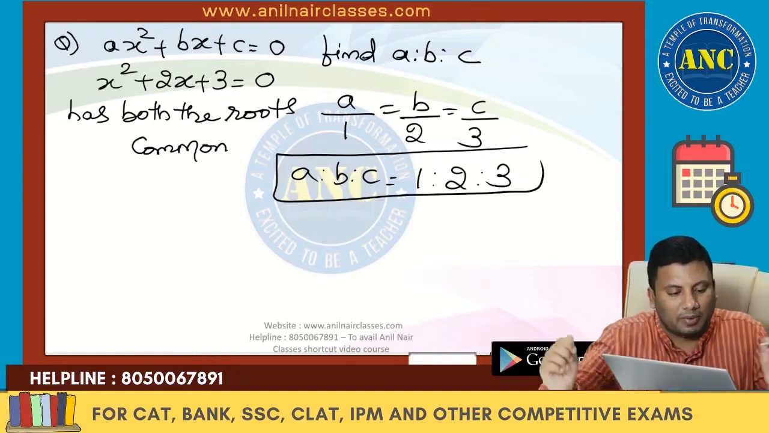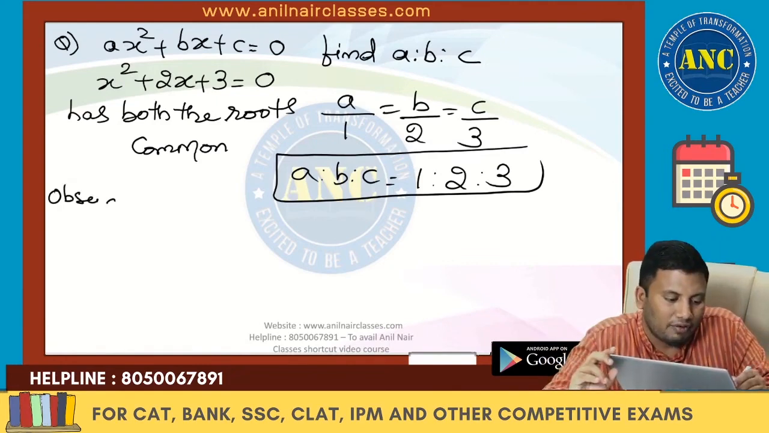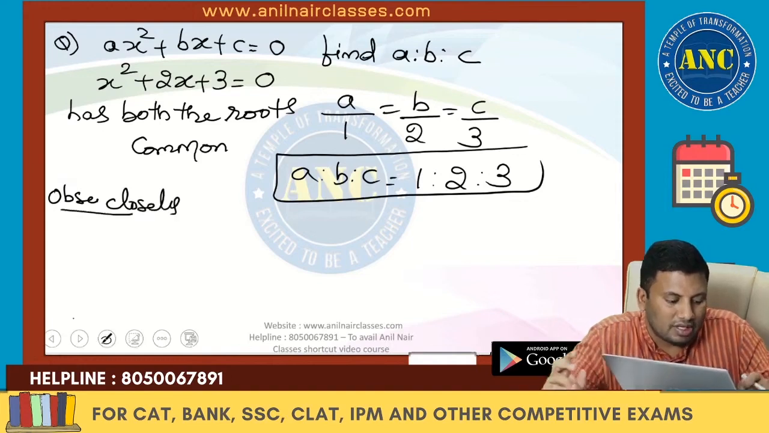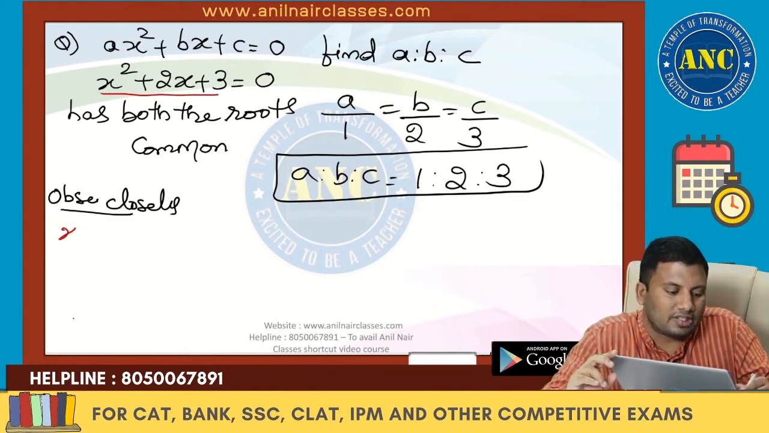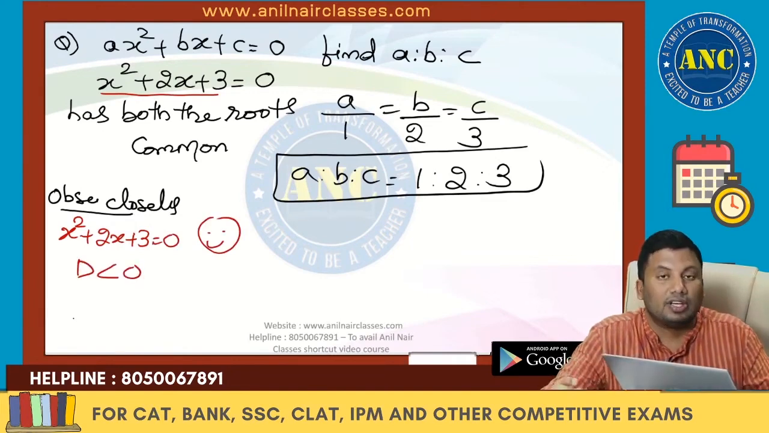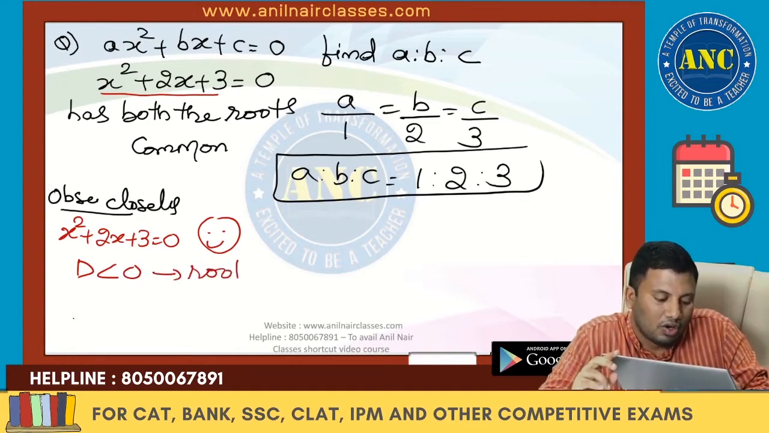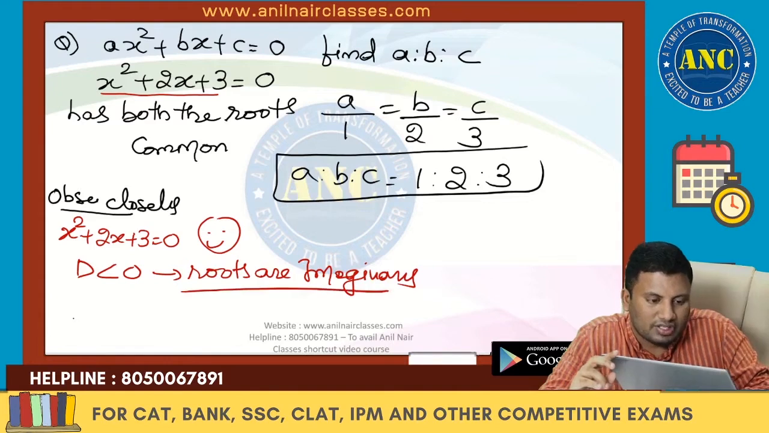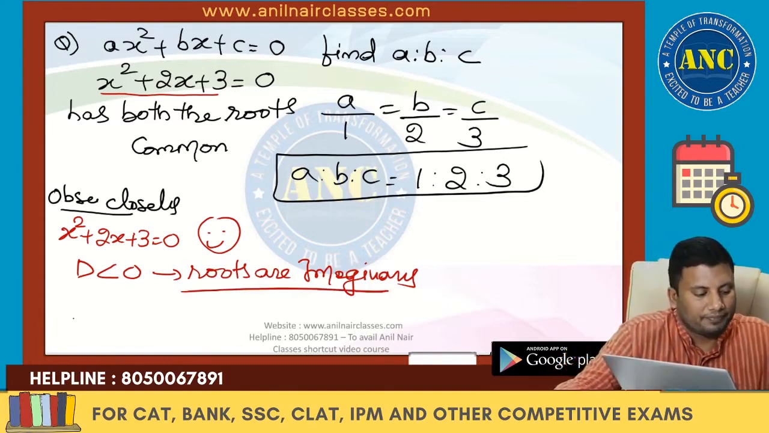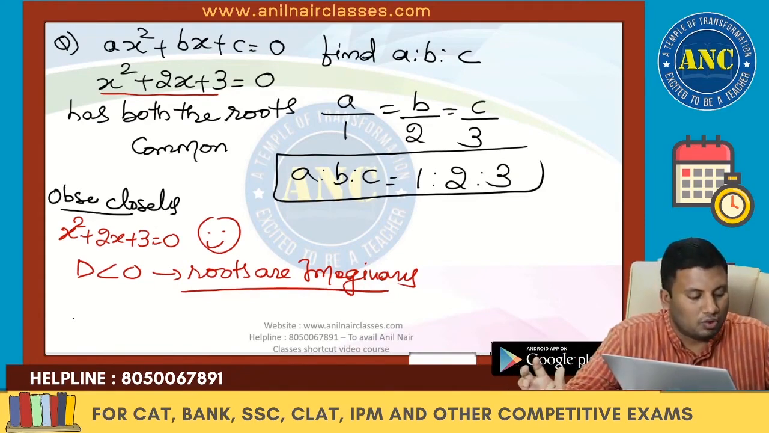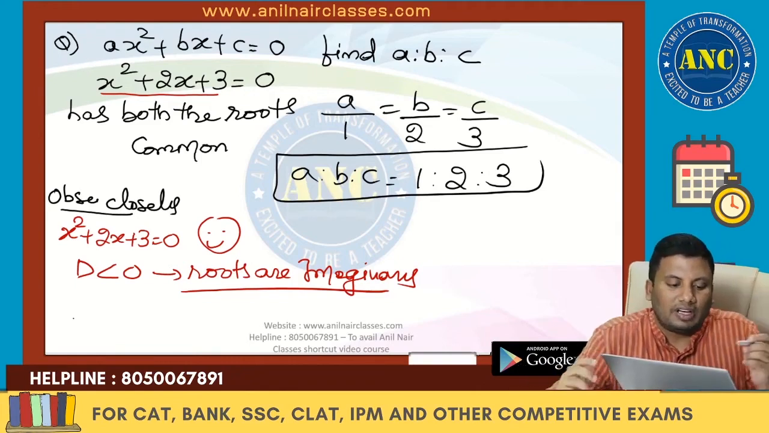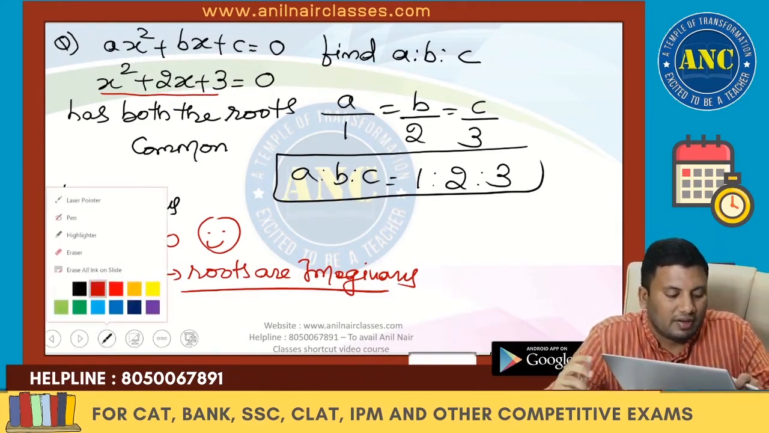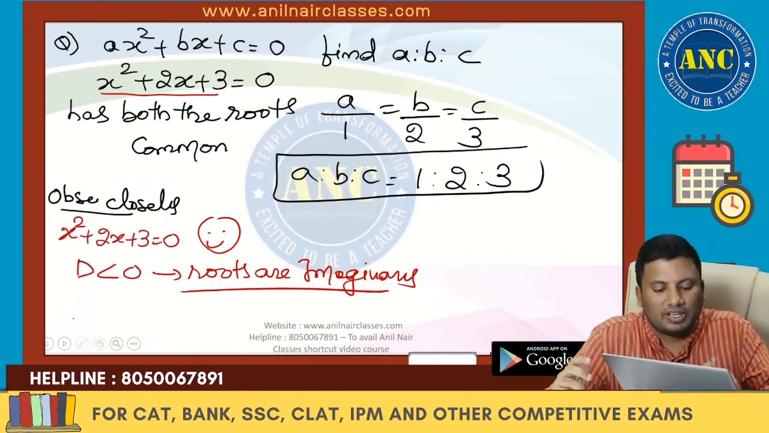both the roots are common. If you observe closely, this equation x square plus 2x plus 3 equivalent to 0 has discriminant less than 0. If discriminant is less than 0, roots are imaginary. So both the roots only will be common. Roots are imaginary. I hope it is clear. Sir, what if it is not imaginary? We have got real roots. So one more question based on this one.